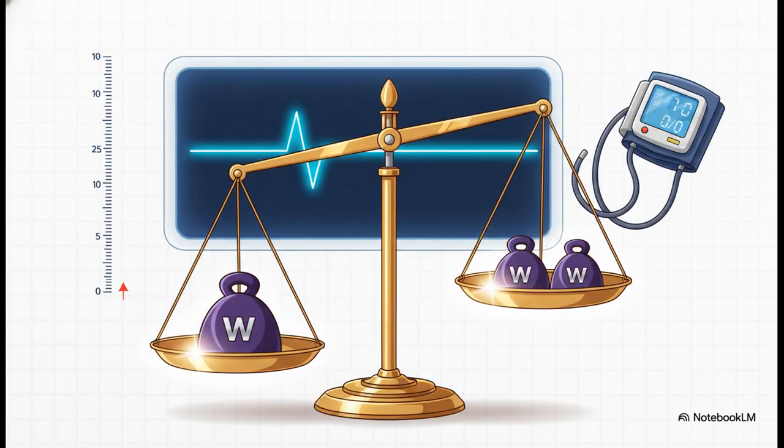Most of the physiological measurements we take every day, they're ratio data. A heart rate of 0 means, well, no heartbeat. A weight of 0 means no weight. And because we have this true zero, we can finally make those really meaningful comparisons. We can say, with 100% confidence, that one patient weighs exactly twice as much as another.